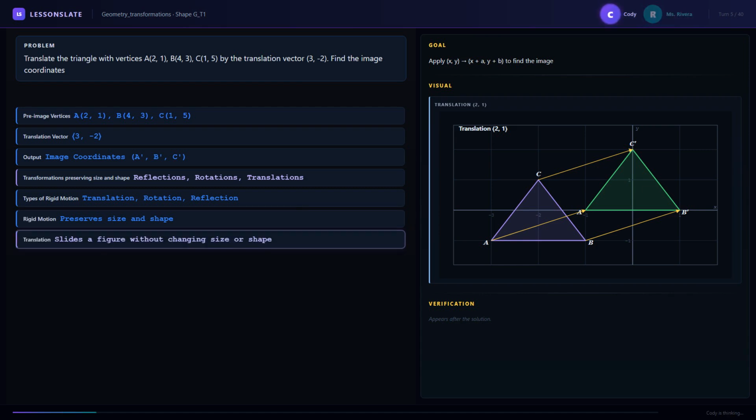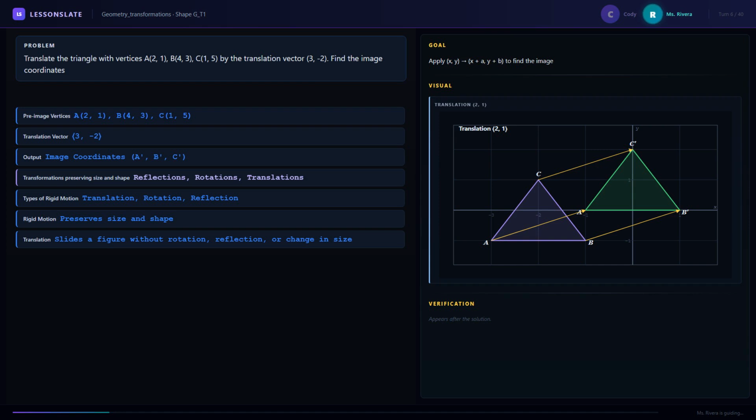Okay, so a translation just slides the figure, right? It moves it from one spot to another without turning it or making it bigger or smaller. It's like shifting something across a table. Does that sound about right? Yes, Cody, that's a perfect way to describe it. A translation literally just slides the figure to a new position without changing its orientation or size.